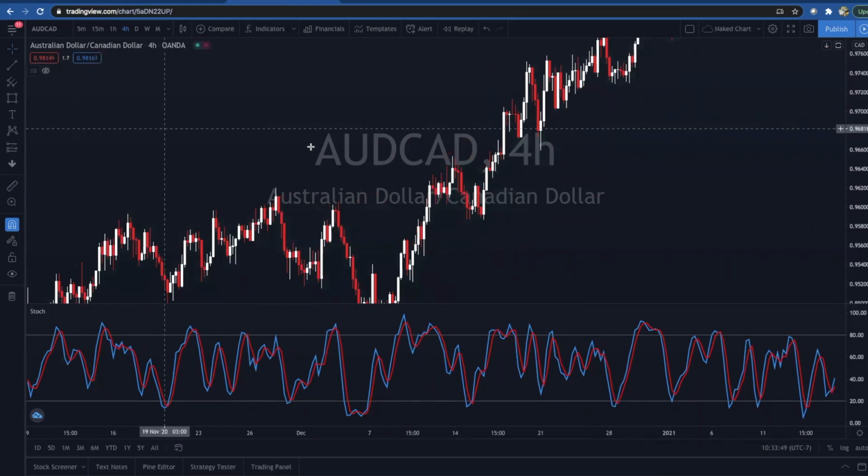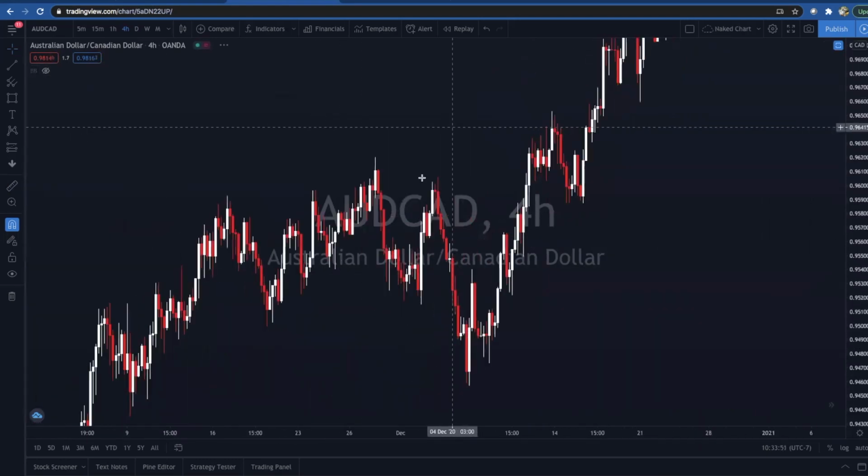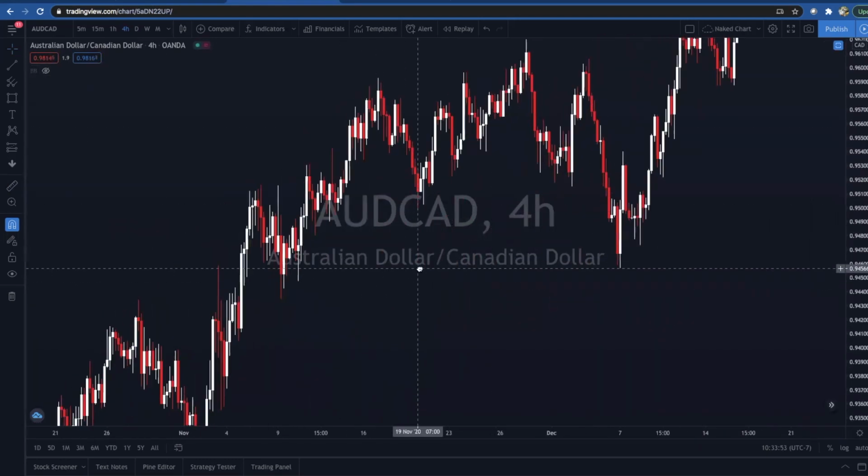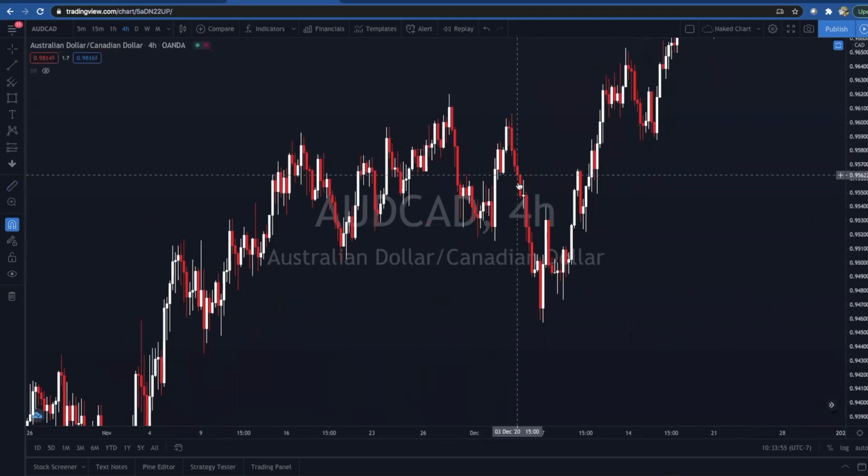So I'm going to hide my Bollinger Bands. I'm going to hide the stochastic. And let's say price was coming down. You can see this, right? Price is coming down. And a good time to catch this is during New York session or London session. So you can see that price was coming down.